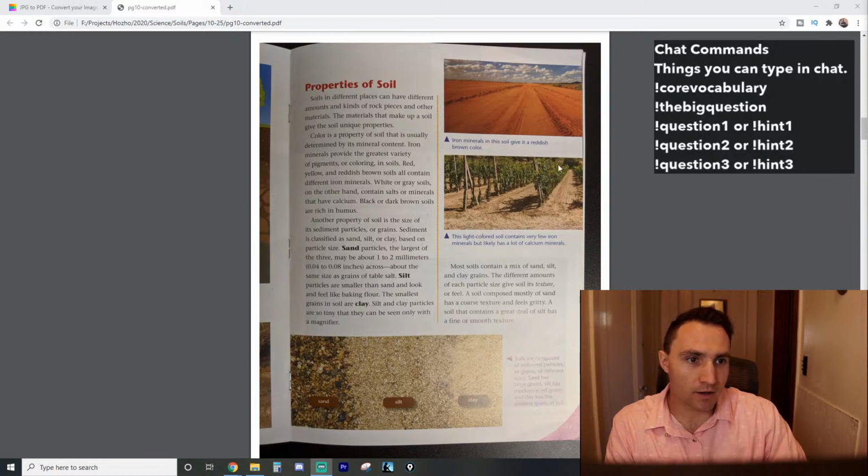And so this soil on the bottom, right below that picture, is very brown and kind of a dull color, right? And if you read the caption, it says, this light-colored soil contains very few iron minerals, but likely has a lot of calcium minerals. All right. And we learned that soils are composed of sediment particles or grains of different sizes. Sand has large grains, silt has medium-sized grains, and clay has the smallest grains in soil. And so we're going to do an experiment that's going to have us kind of test the soil that we are living around.